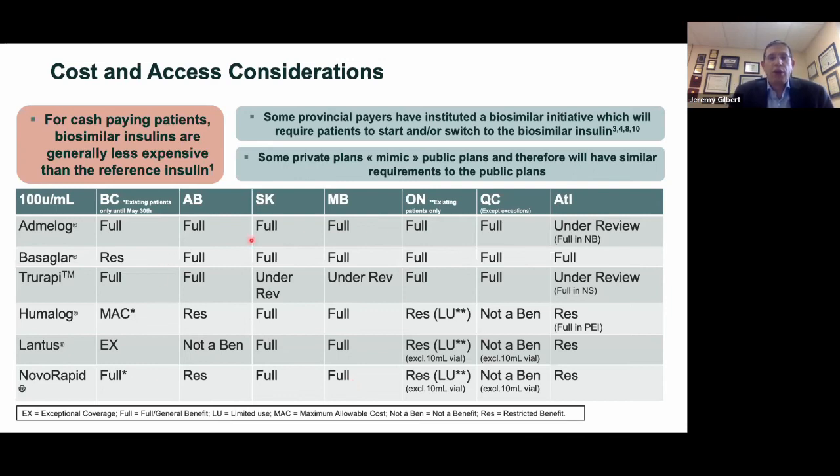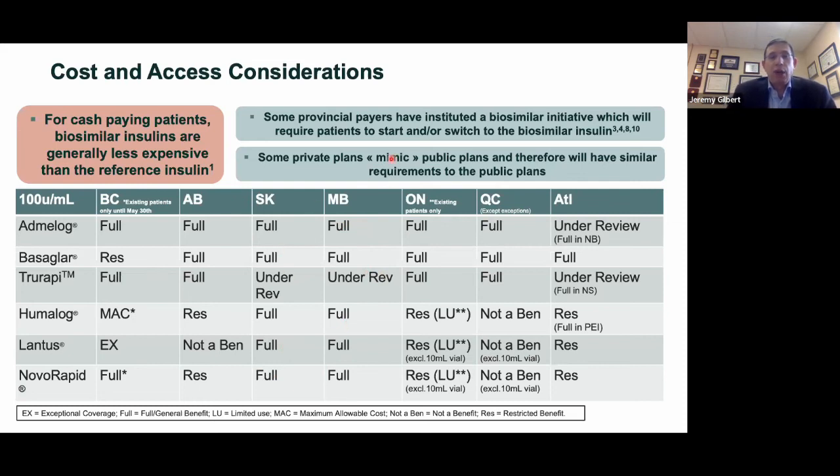So different provinces listed here, and this slide is probably out of date as I say this, as it's changing all the time. But it's important because, again, we want to be practical and we want people to recognize that prescribing something that people can't afford or access is not useful.